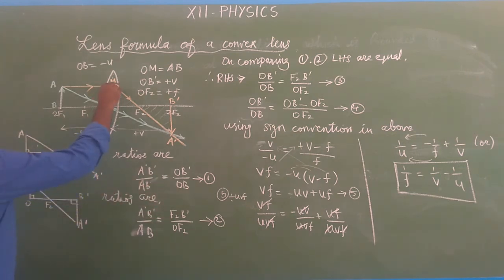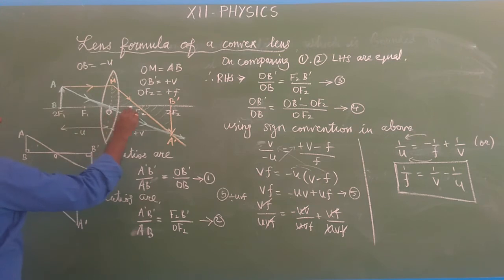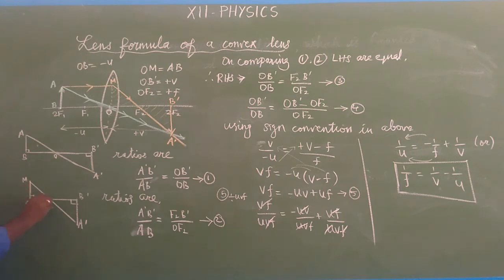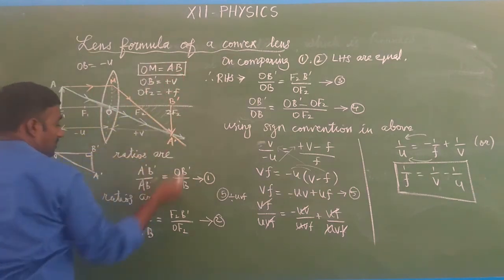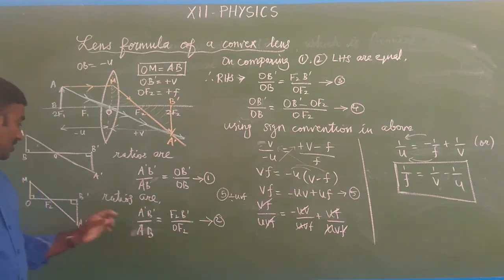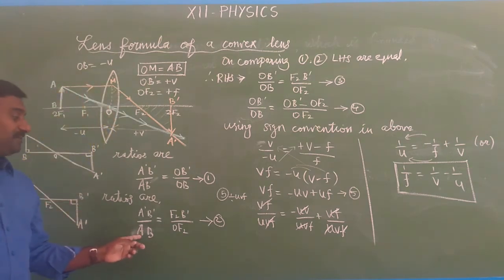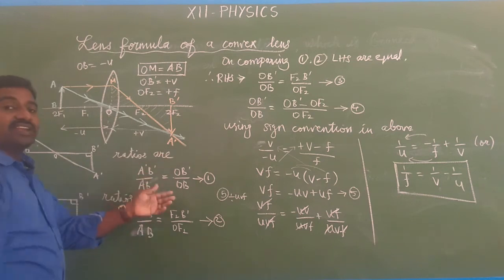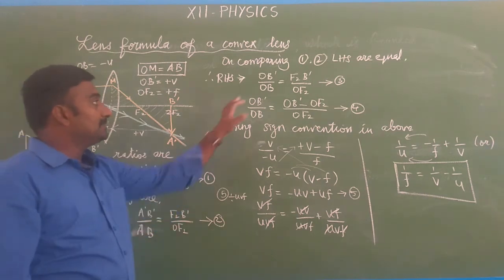Similarly, the next similar triangles are F2OM and F2B'A'. These two triangles are also similar, so the ratios are equal. But OM is parallel and equal to AB, so instead of OM we can write AB. You may ask, sir, why didn't you write OM? Because OM is exactly parallel to AB, so we write AB. Then comparing equations 1 and 2, the left hand sides are equal, so automatically the right hand sides are equal. Equating the right hand sides, this is the relation.